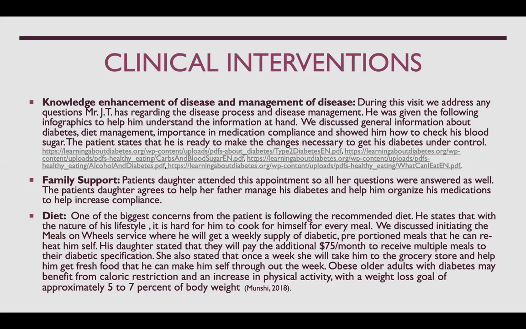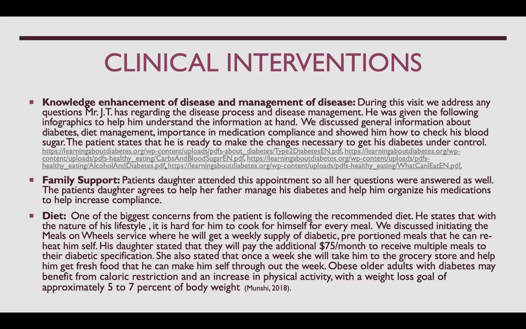So what we did is we discussed initiating the Meals on Wheels service, where he'll get a weekly supply of his diabetic pre-portioned meals that he can reheat himself. With this community Meals on Wheels service, you can pay a fee of $75, and it's like an enhanced version of it. So you get to choose how many meals you need in a week, and what diet specifications you need.